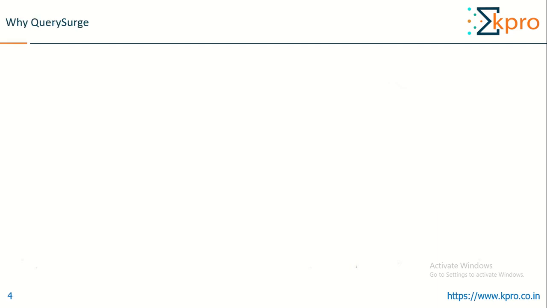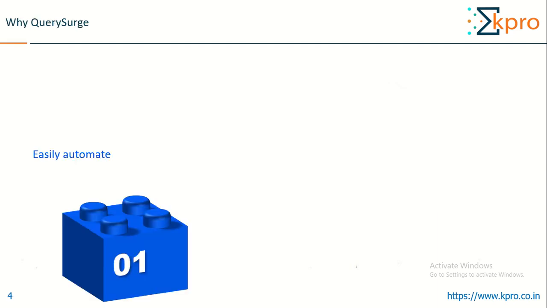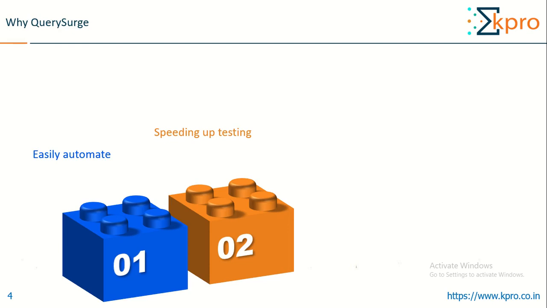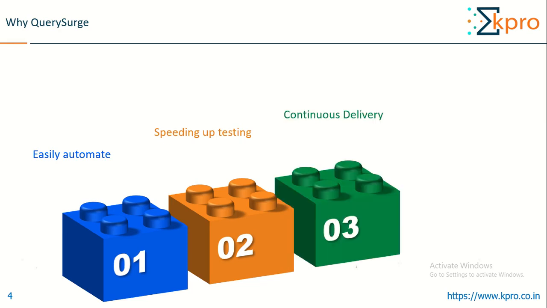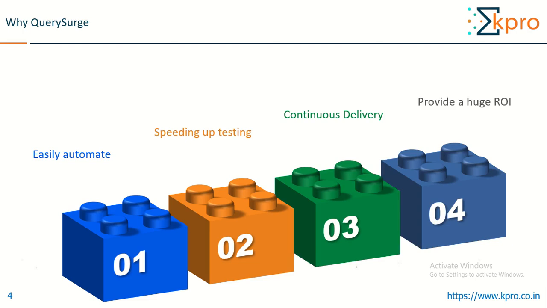Next, why Querysurge? It easily automates your manual testing effort for repeatability, and speeding up the tests means faster execution, which gives more time, and with that you can cover more tests. Continuous delivery makes releases earlier and easier. It can help an organization become lean, agile and innovative and provide a huge return on investment.